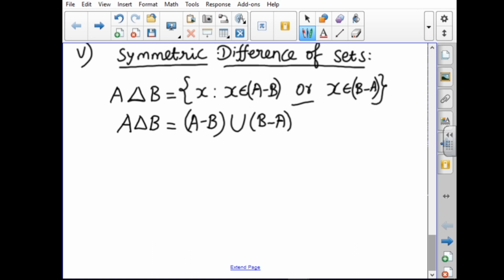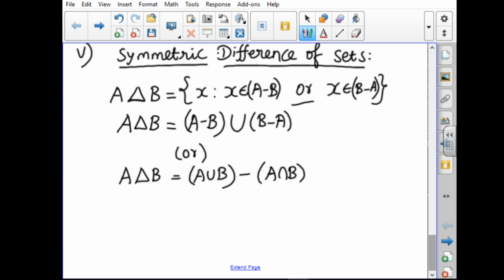We can use another formula also for this. A delta B is equal to A union B difference A intersection B. You can use either of these two formulas, and you will get the same answer. This is called the symmetric difference of sets. We use the symbol A delta B, and you read it as A delta B.